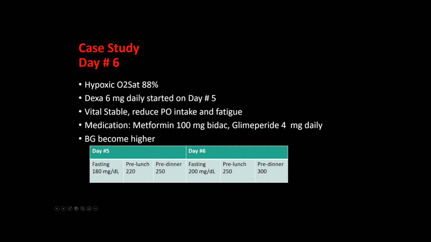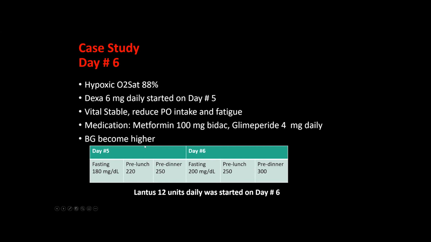So the pattern here, you notice, is we wake up with an okay number, 180 to 200. At the end of the day, it got higher. This is classic steroid-induced hyperglycemia. Usually it gets higher after they finish eating, and then at the end of the day, with the meal, it becomes the highest. This is a classic feature, which I'm going to talk about tomorrow as well.